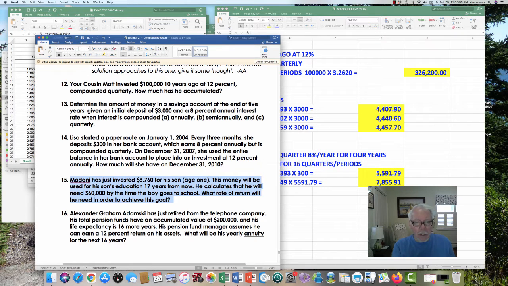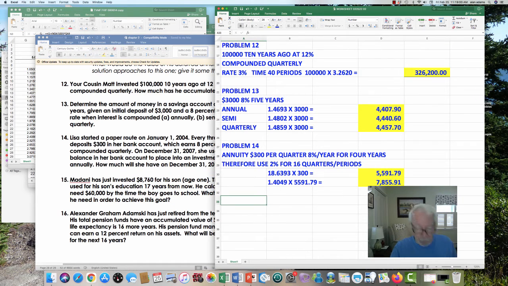So we know a present value and a future value. What we don't know is the interest rate. We know the time at 17 years. You can't solve for both the rate and the time. So I've got to give you one of them, and I have. I've told you that the present value is $8,760. I've told you that the future value is $60,000. That's how much he wants in the future. And I've told you that the time involved is 17 years. All we have to do is figure out what is the rate.